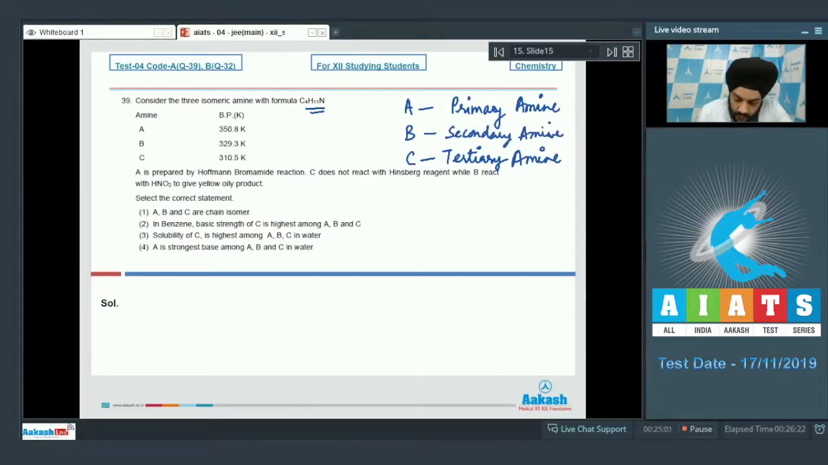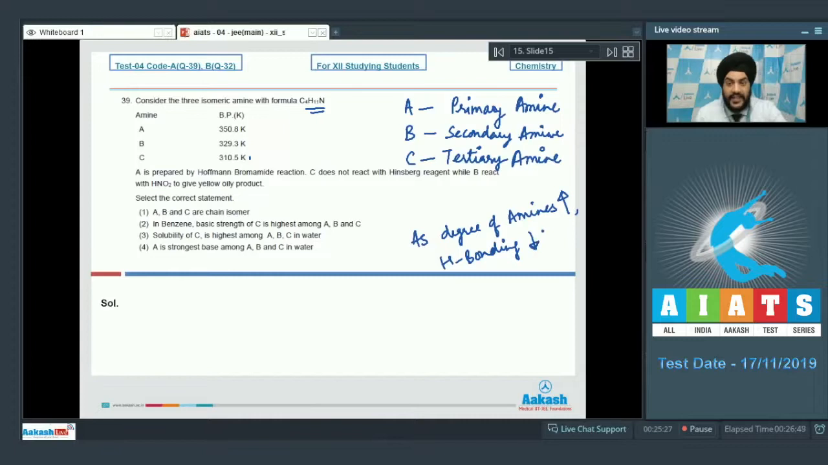Okay. So the primary, secondary and tertiary thing was evident to us from the boiling points also. As the degree of the amine increases, there is a decrease in the hydrogen bonding. Okay. So due to which the tertiary amines have lower boiling points as compared to primary or secondary amine. Okay. So we have to select the correct statement about these compounds A, B and C now, students.